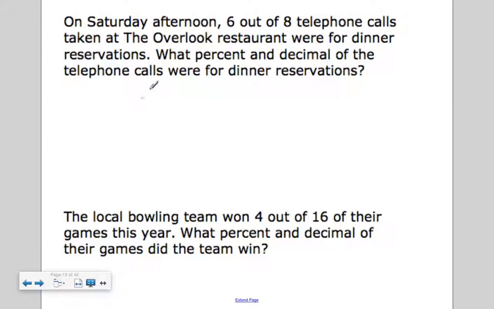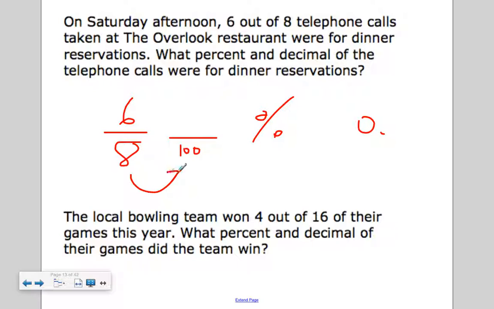On Saturday afternoon, 6 out of 8 telephone calls taken at the Overlook restaurant were for dinner reservations. What percent and decimal of the telephone calls were for dinner reservations? So part out of whole, 6 out of 8 phone calls. So I need to turn it into a percent. A percent is anything per 100. Can 8 be built to 100? I know the number, but most of you won't come up with that. It's 12.5 or 12 and 5 tenths. But is there a faster way? I just want to use friendlier numbers.